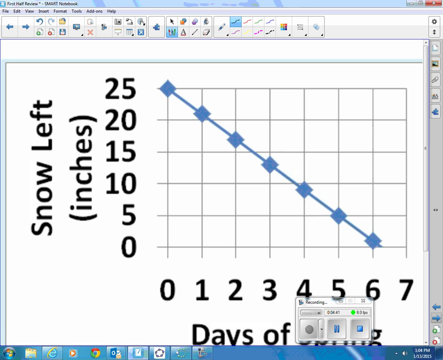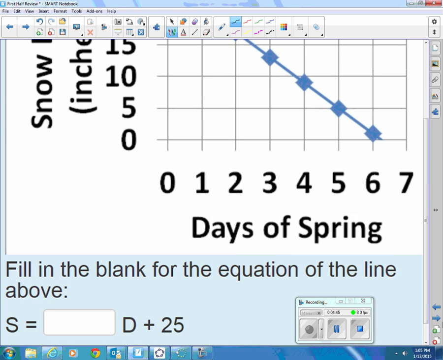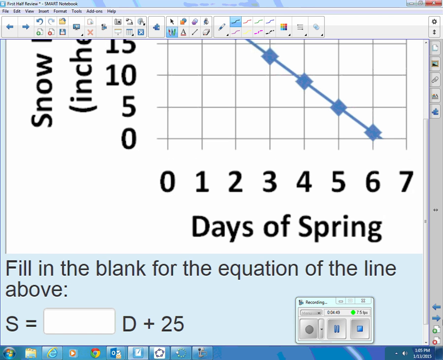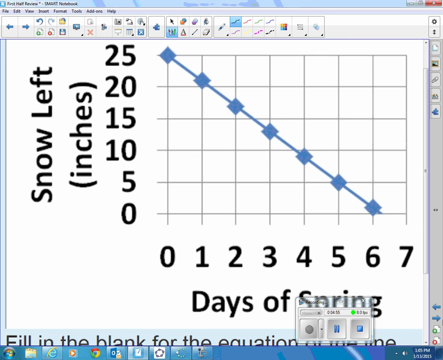So looking at that graph, we want to fill in the blank for the equation of the line. Well, we need to find the slope. That's the part that's missing, the slope before I multiply by the number of days. So let's find some places where it crosses right on a grid.